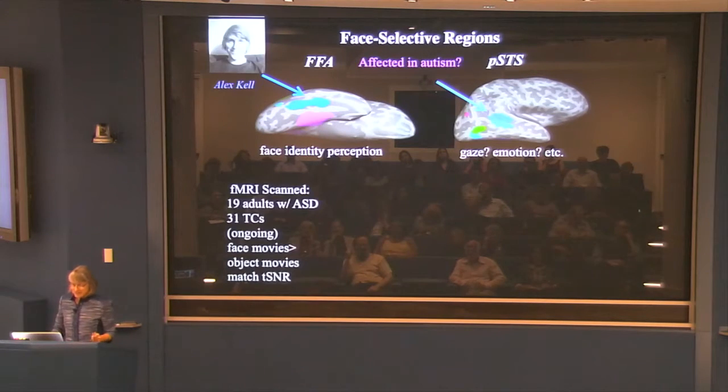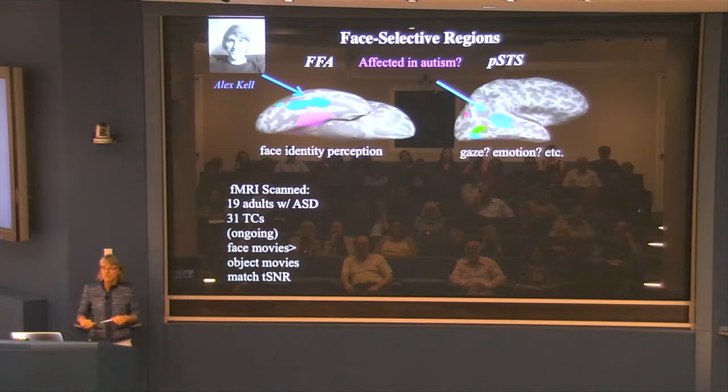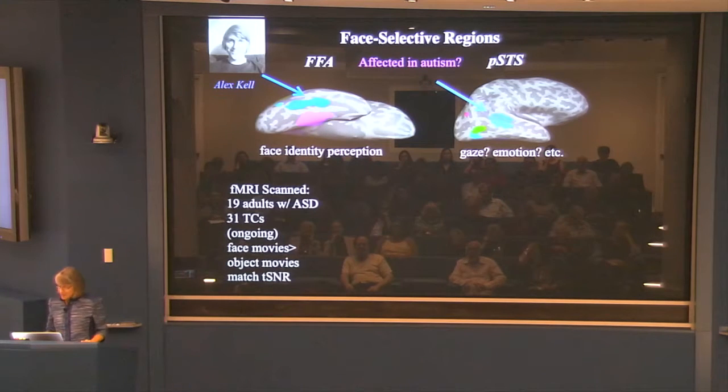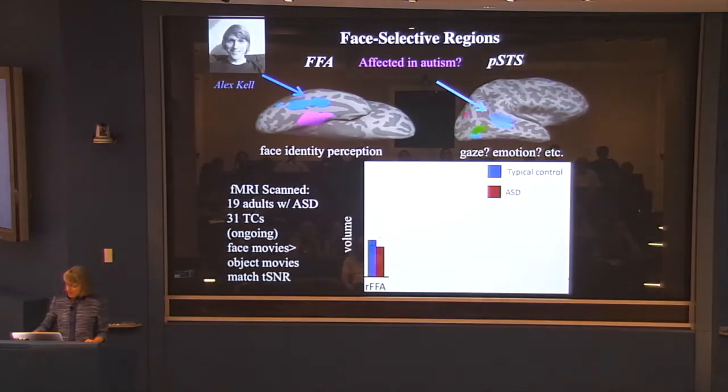So we scanned. This is done with Alex Kell, shown here. We're still collecting subjects. I think given the heterogeneity, you just need a lot of subjects. They're hard to get. So we're at 19 adults with autism right now and 31 typical subjects. And basically, here's what we find.